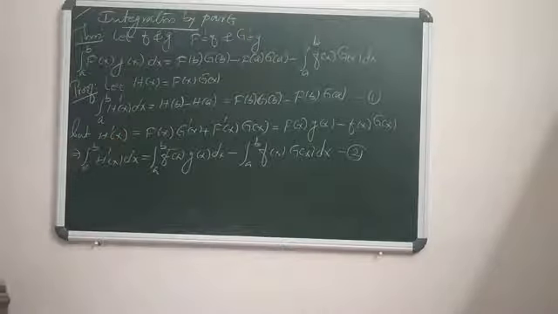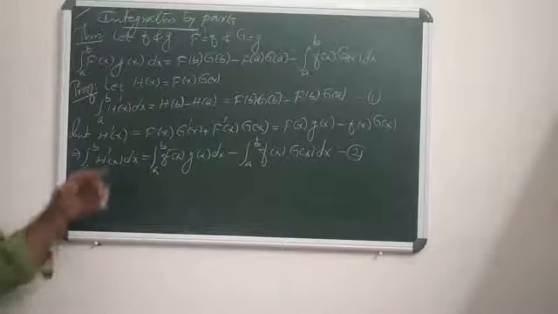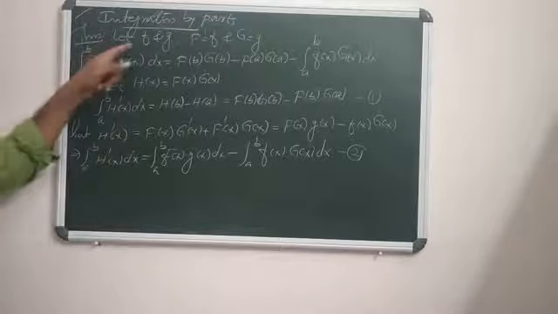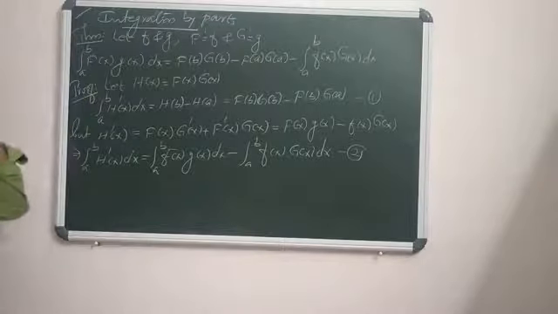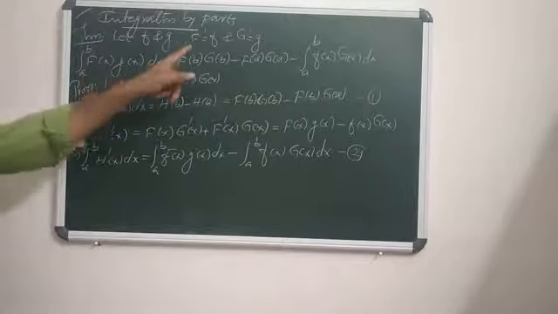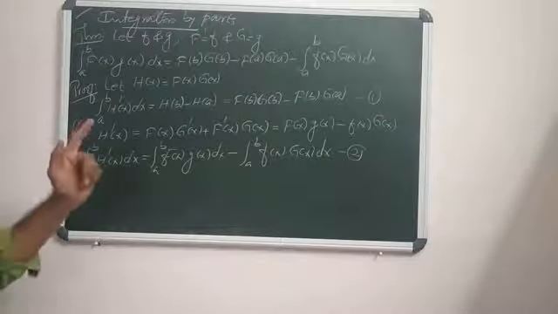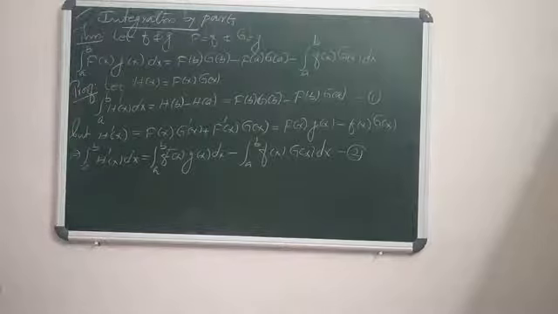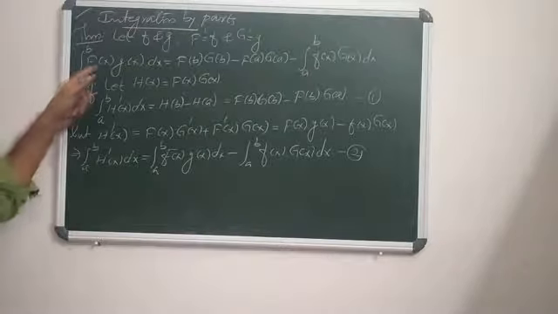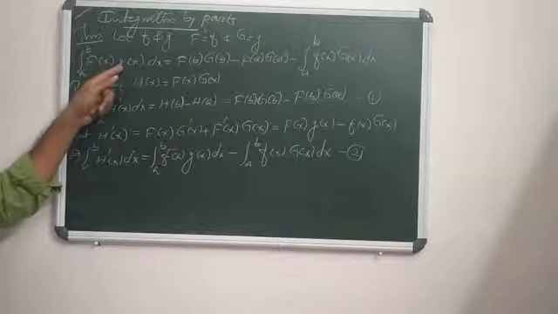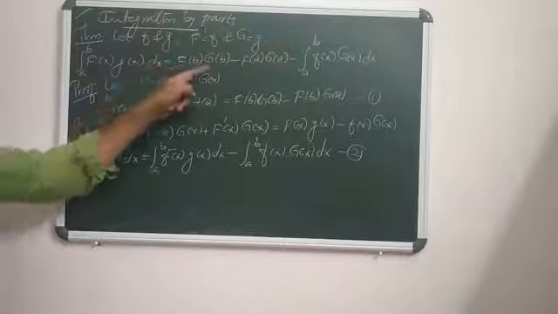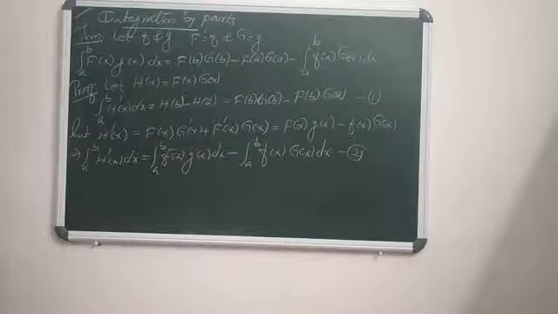fundamental theorem of calculus. Here the result says that f and g are any two integrable functions on the closed interval [a, b]. Capital F and capital G are their antiderivatives, meaning capital F dash is small f, capital G dash is small g. Then the integral from a to b of capital F of x, small g of x dx is nothing but F of b, G of b minus F of a, G of a minus the integral from a to b of small f of x, capital G of x dx.